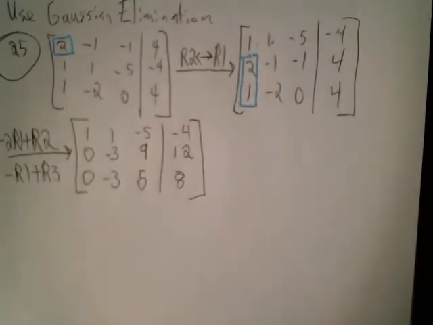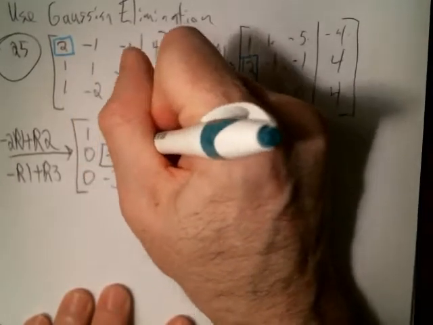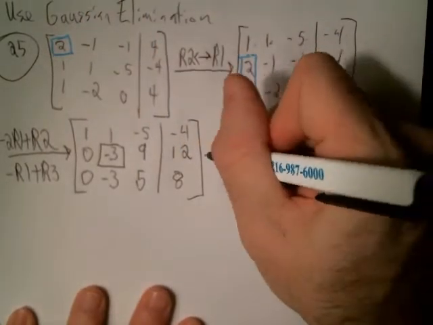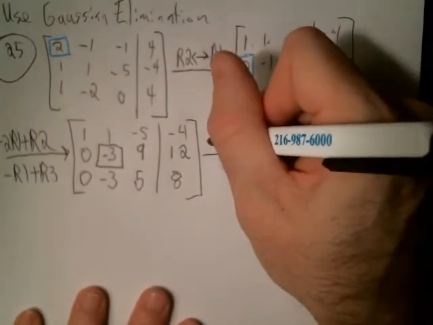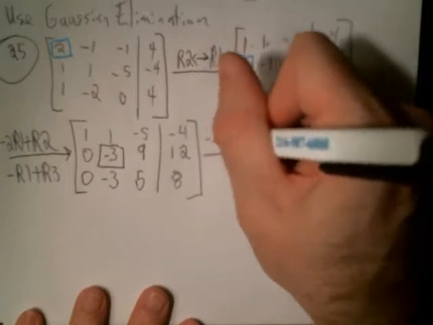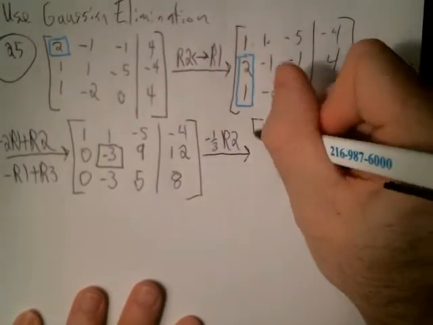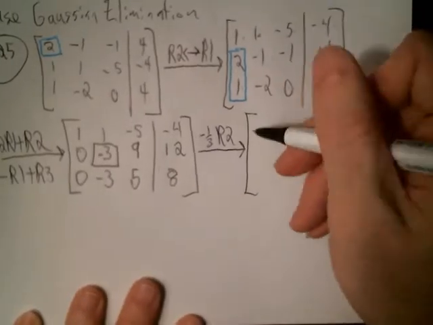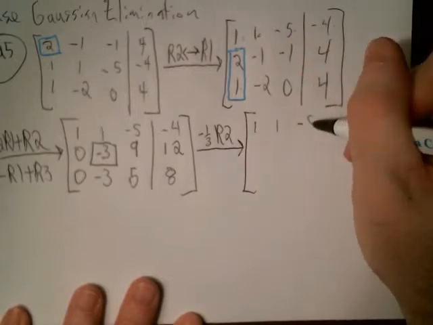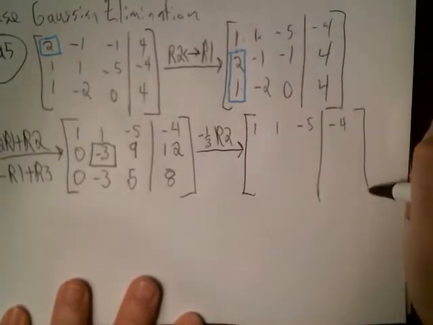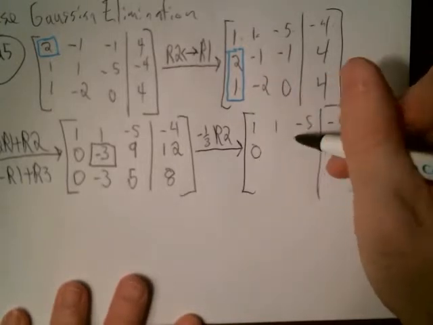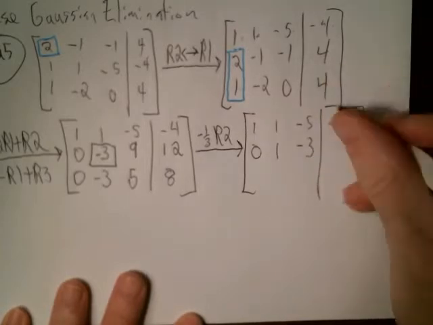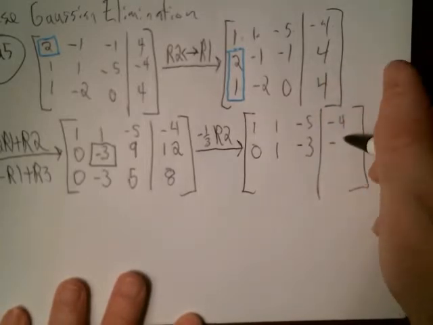Okay. Now I want to get a 0 in this position. Oh, sorry, not a 0, but a 1. You want 1s on the diagonal. So guess what? I'm going to multiply row 2 by negative 1/3. And once you get a 1 there, you can use this equation to get a 0 below it. Okay, so negative 1/3 times negative 3 is 1. Negative 1/3 times 9 is negative 3. Negative 1/3 times 12 is negative 4.